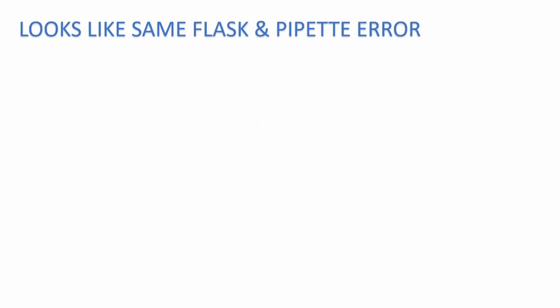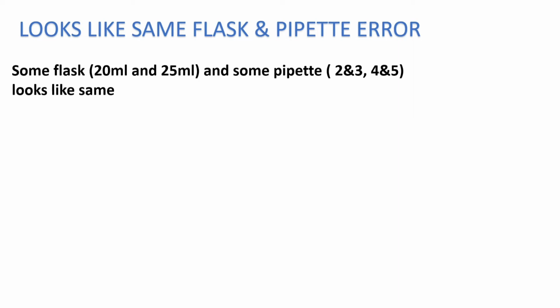Looks like the same flask and pipette error. If you see flasks like 20 ml and 25 ml, or 200 and 250 ml, they look the same. In pipettes, which are very near, like 2 and 3 ml, or 4 and 5 ml, the pipettes also look the same. So sometimes the analyst takes the wrong flask. Instead of 20 ml, he has to take 25 ml.